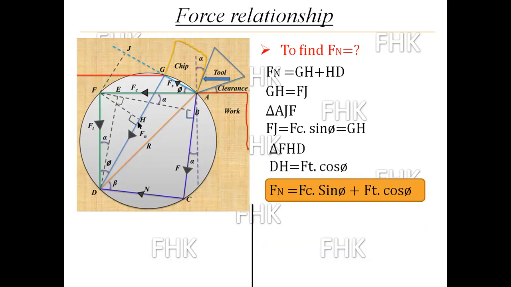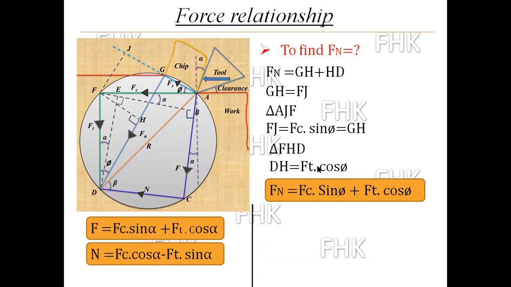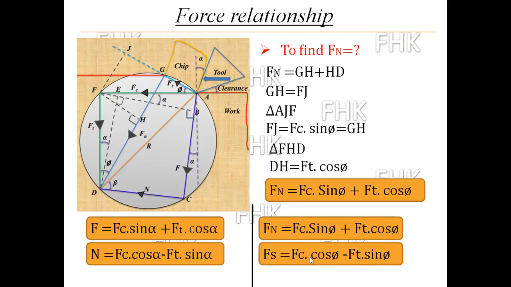So FN is the addition of these two: FC sine phi plus FT cos phi. So F is equal to FC sine alpha plus FT cos alpha, and N is equal to FC cos alpha minus FT sine alpha. FN is equal to FC sine phi plus FT cos phi, and FS is equal to FC cos phi minus FT sine phi. These empirical formulas you have to remember while solving the numericals.